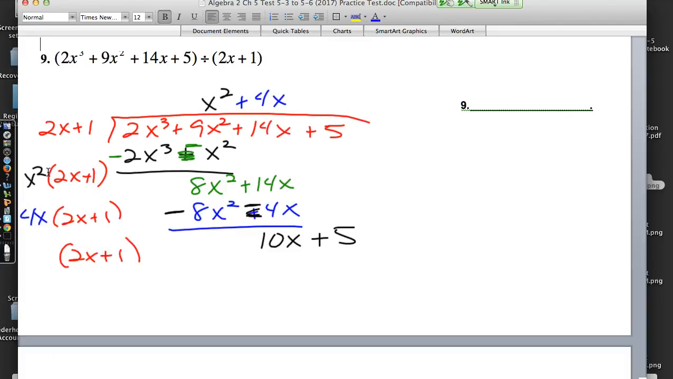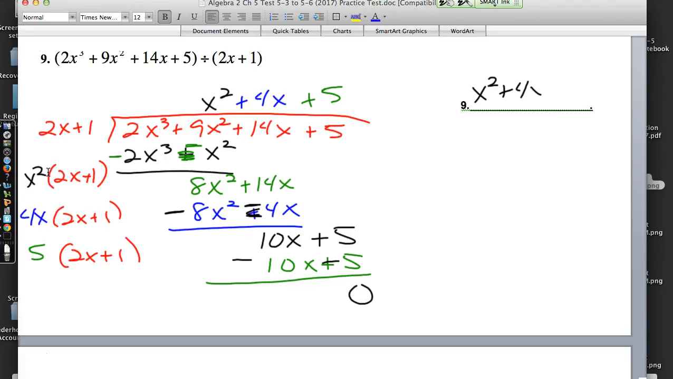So what now? 5. That would give us a 10x. It gave us a plus 5. So 5 worked. And what happens when we change the signs and add? Don't expect that to happen on the test maybe more than once. You know, we want to see that you know how to write out the remainders when they happen. But here's our answer right here, this beautiful little quotient. X squared plus 4x plus 5.